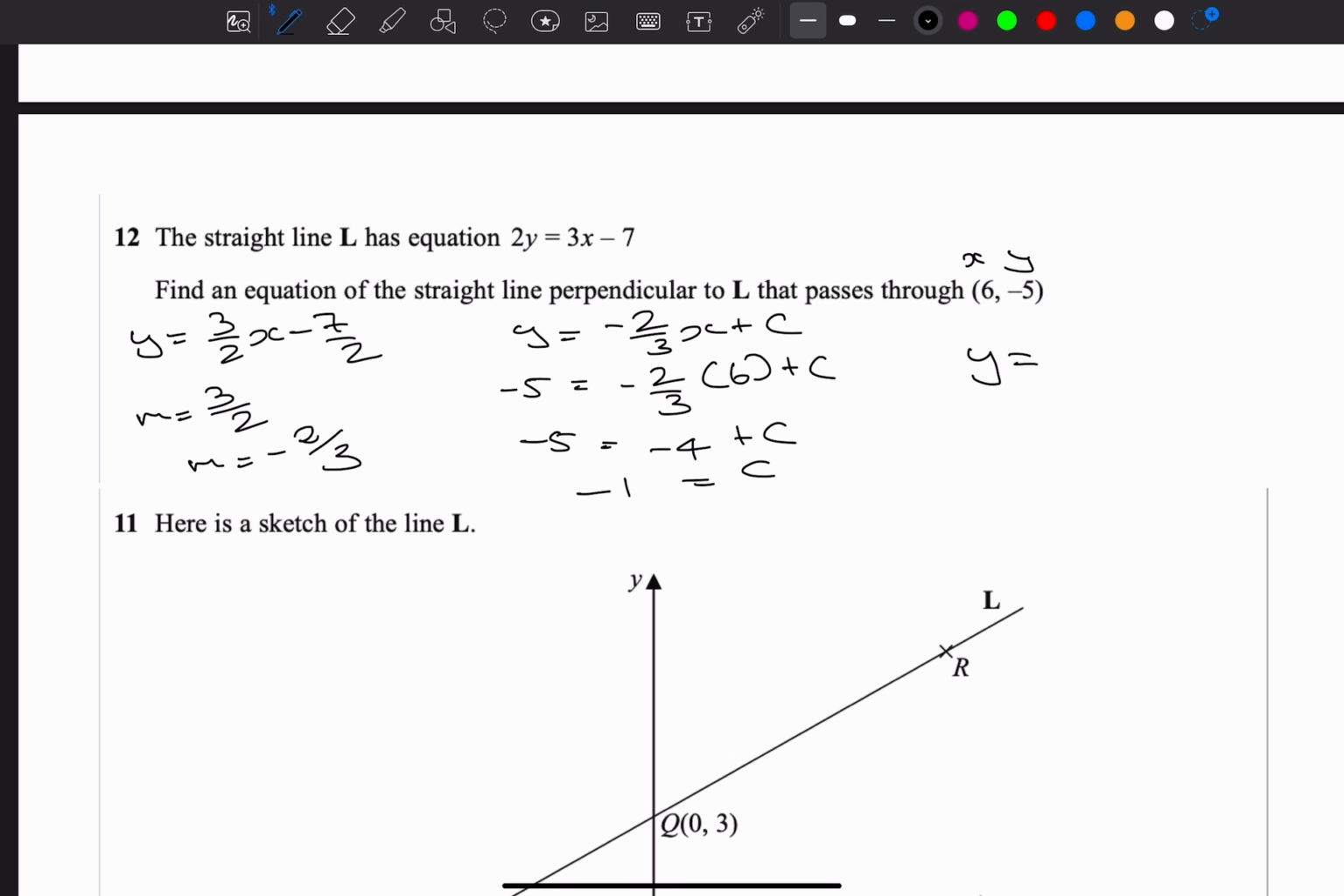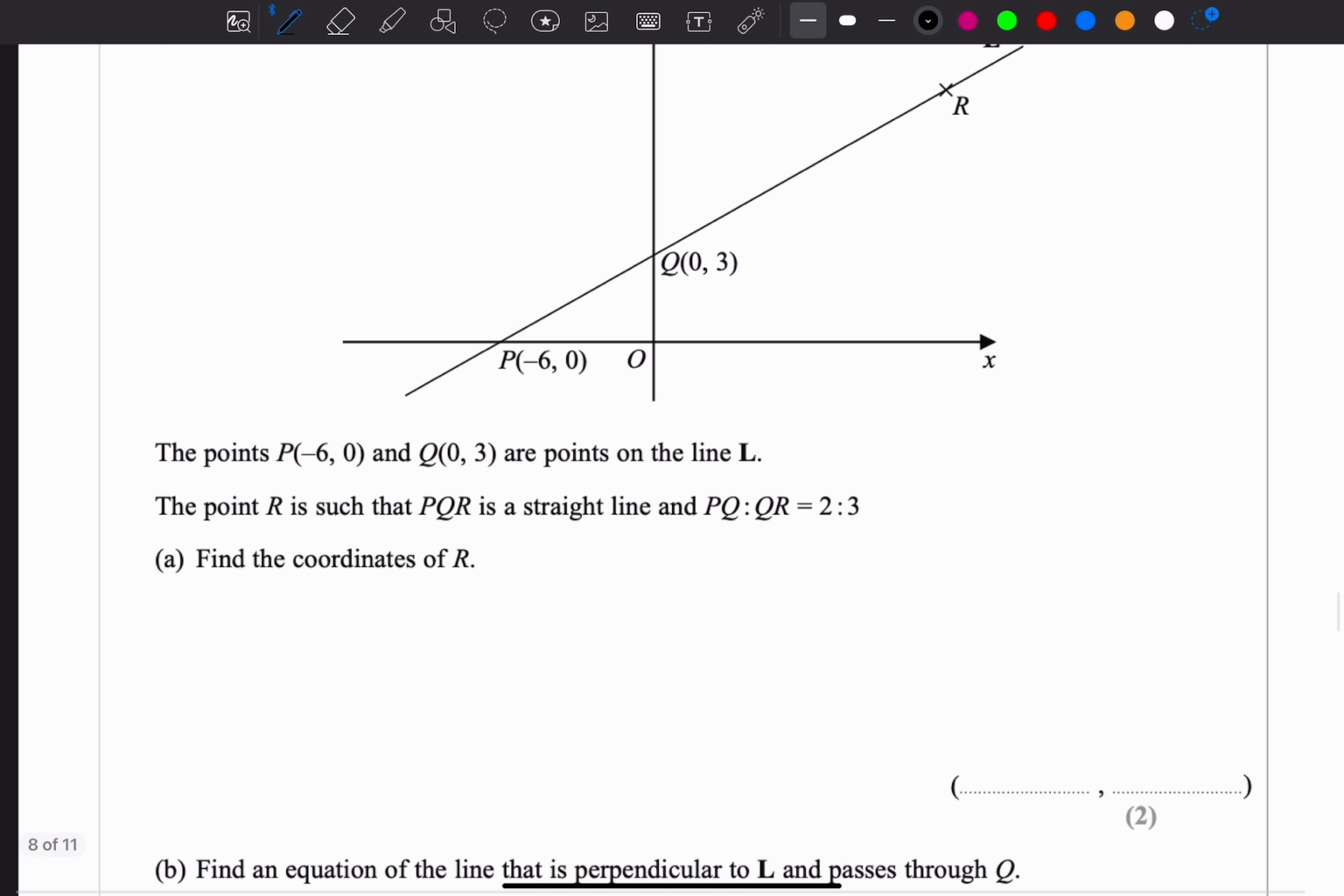Y equals minus 2 over 3x minus 1. That's the equation. Okay. Next one.